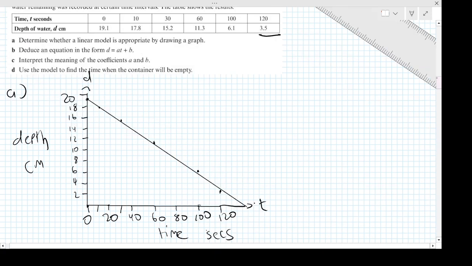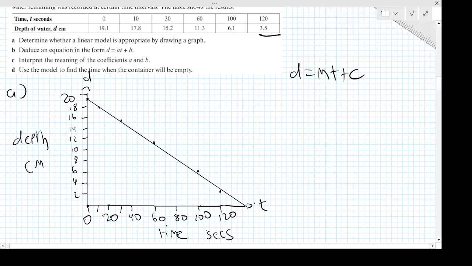And so, determine whether a linear model is appropriate. So can we link the time and the depth by a linear equation? So D is sort of, well, not mx plus c, but mt plus c. And that means, is it a straight line that connects the points? Well, yes, it is. It's not perfectly a straight line. For example, this point down here is a bit below the line, but all points are very, very close to the straight line, right?